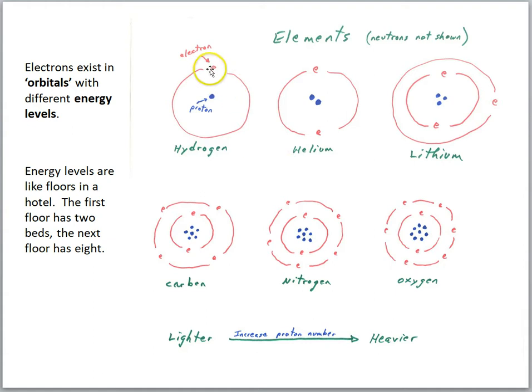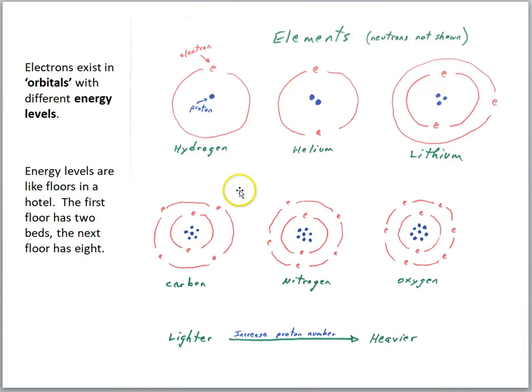Now, if the number of electrons orbiting the nucleus is equal to the number of protons, then the atom is said to be electrically neutral. After all, a positive charge will cancel out a negative charge. So helium has 2 positive charges and 2 negatively charged electrons, so it is electrically neutral. We're not showing the neutrons in this picture.